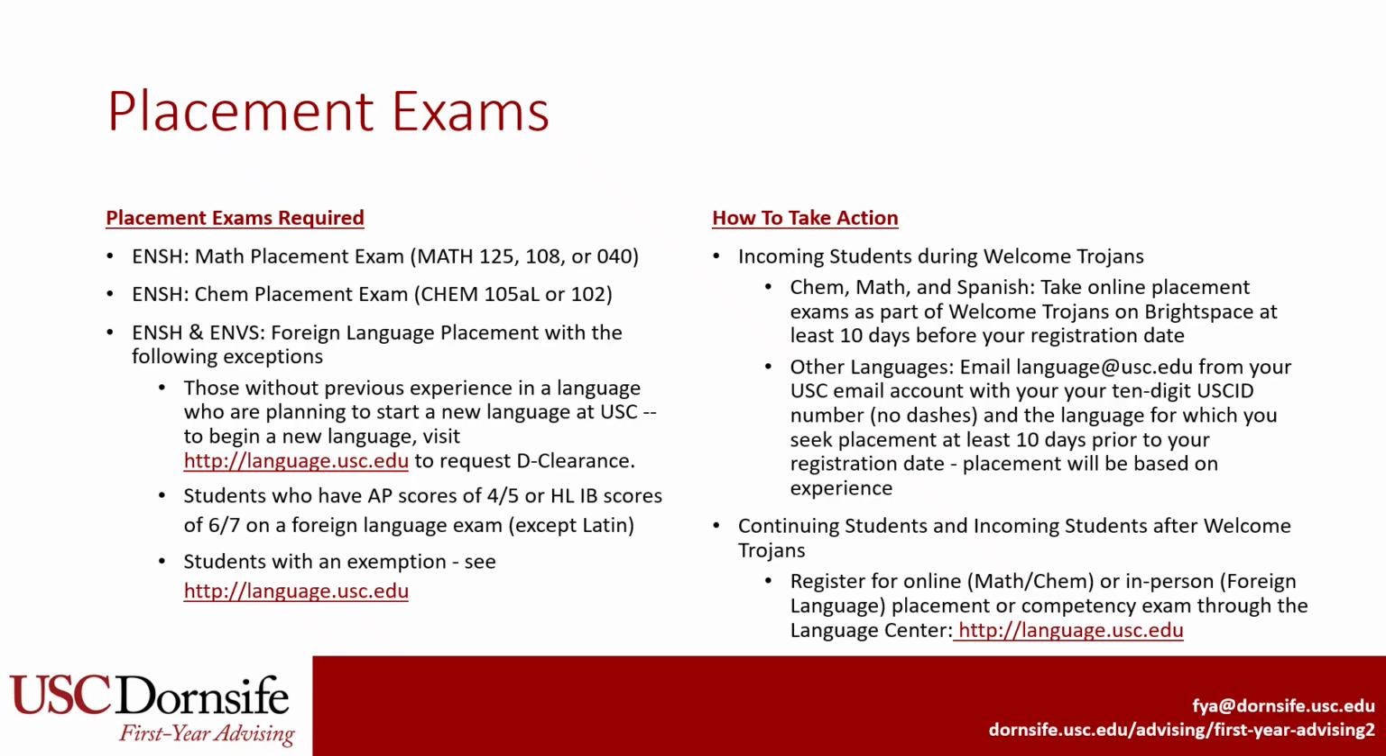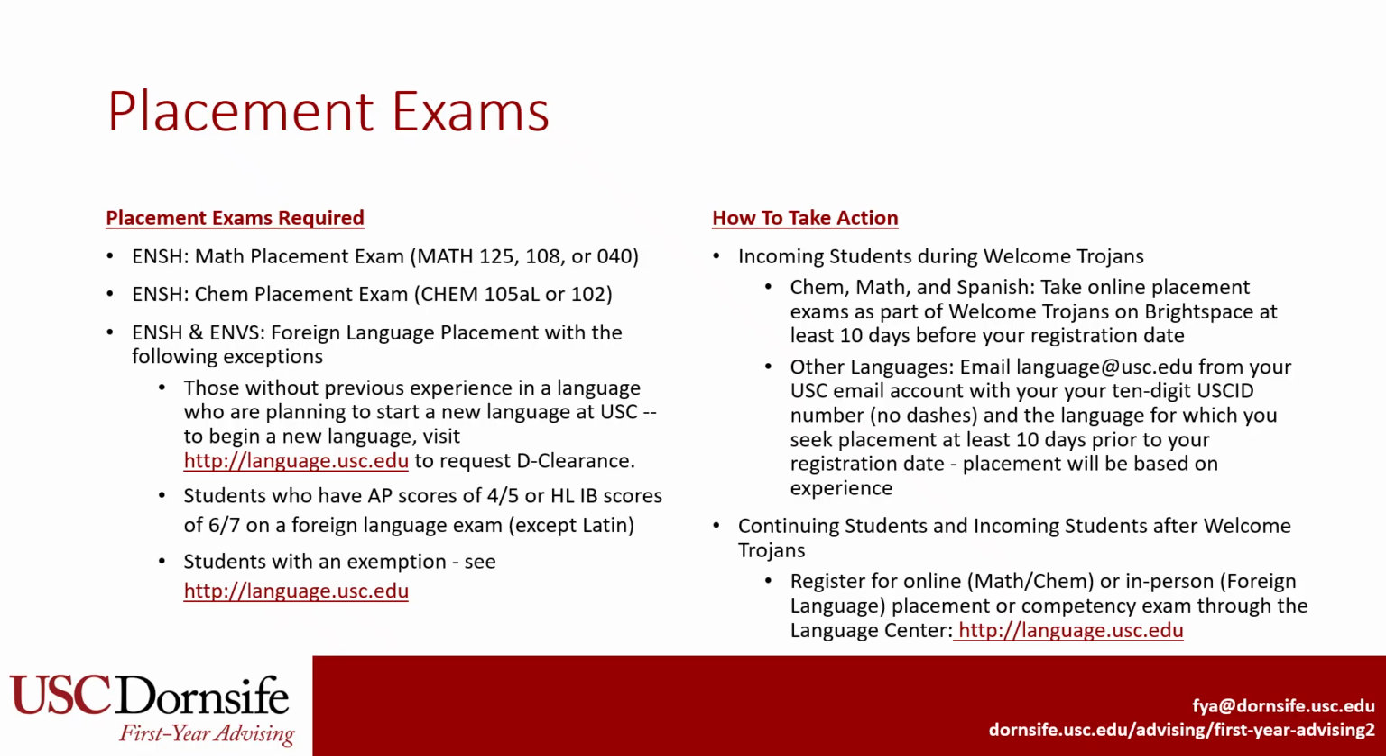Students in the environmental science and health major should plan to take the math and chem placement exams. Environmental studies students are not required to take these exams unless they are interested in taking Math 114 for their statistics requirement, or Math 125, Calculus 1, or Chem 105A, General Chemistry at USC, but these are not strictly required for the major. All Dornsife students are required to fulfill level 3 of a foreign language.